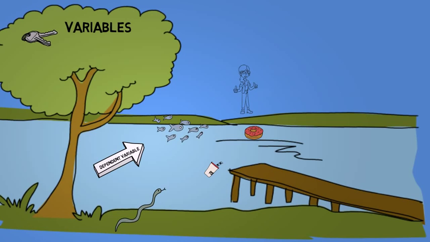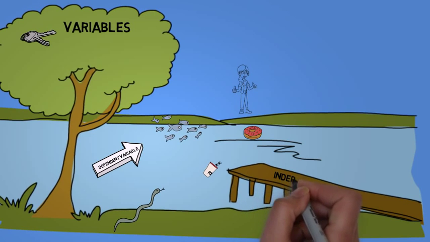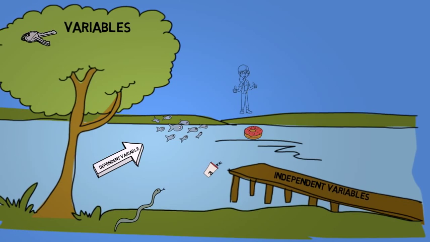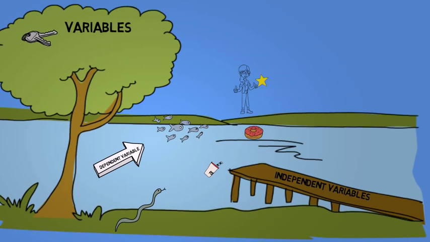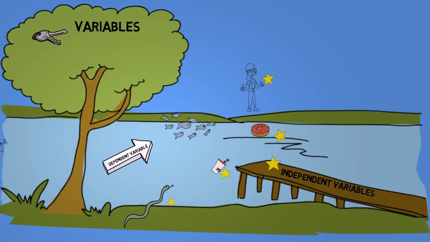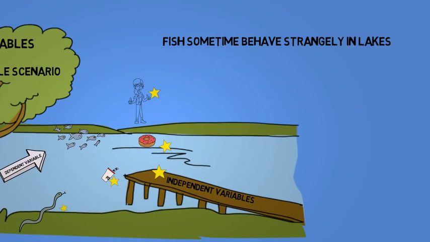We have a dependent variable, which would be the fish, because that's the target organism or what we're interested in. And then anything that may potentially influence the fish behavior, then that would be the independent variable. In this case, we have several independent variables: Jenna, the donuts, the soda cup, and the snake. Next, let's see if we can write a measurable scenario or a testable hypothesis.